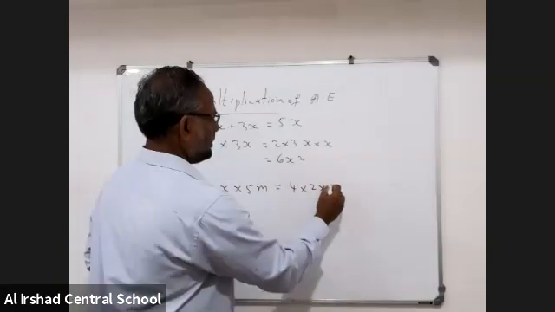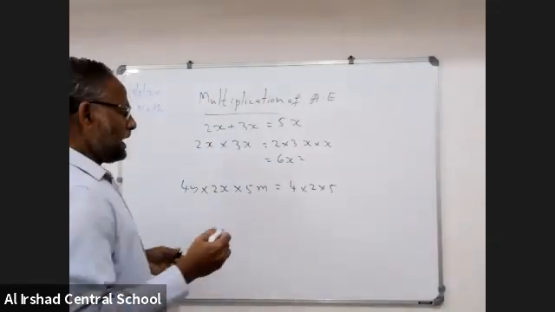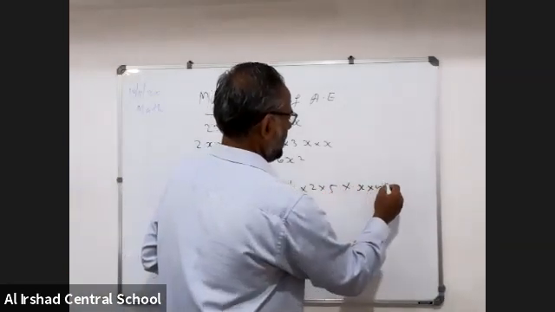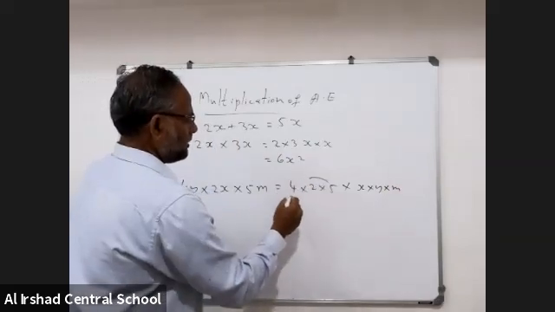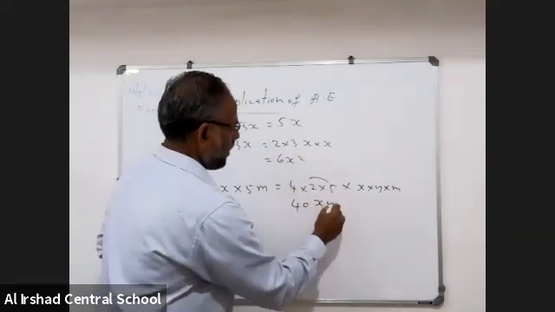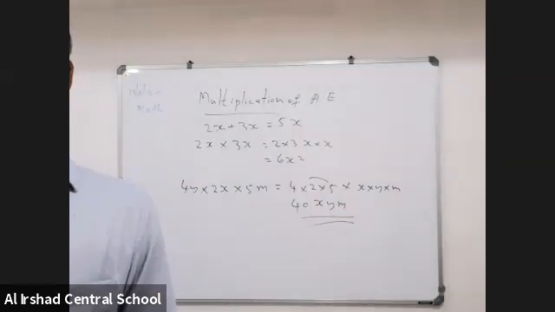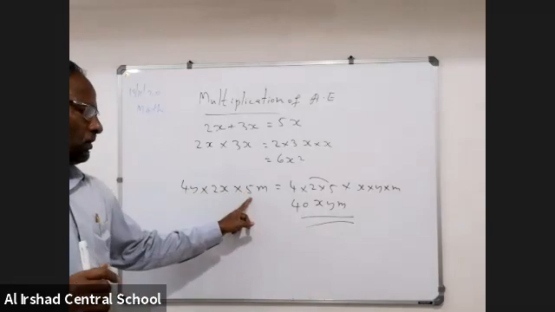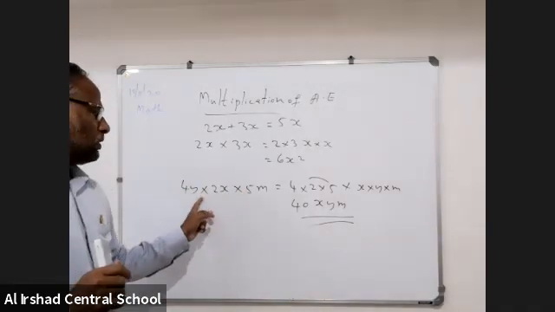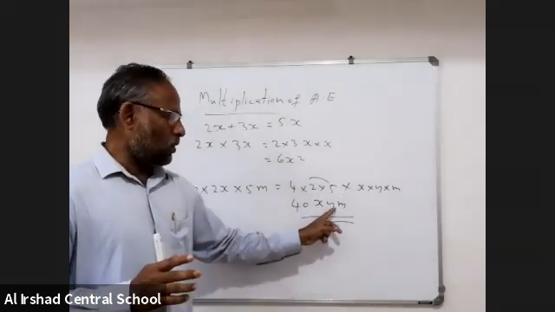4 into 2 into 5. Multiply all constants or all coefficients, and the x into y into m. That means 2 into 5, 10. 10 into 4, that means 40. x, y, m. Do you agree? Yes. Okay. So what I did? Multiplication is easy, I told you. 4 into 2 into 5, coefficients you have to multiply. Then x into y into m, you can multiply. That means xym.